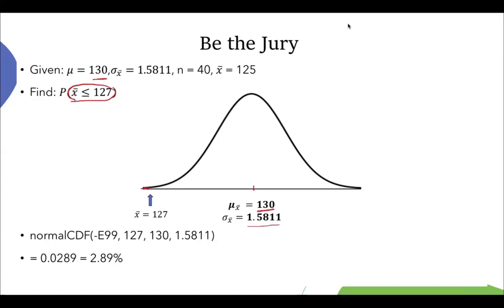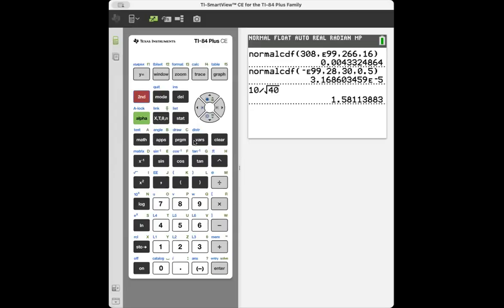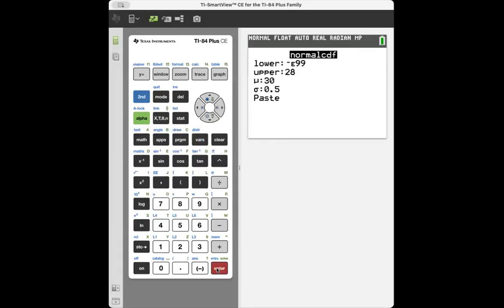I'm going to be plugging into the calculator a lower bound of negative E99, an upper bound of 127, a mean of 130, and the standard error. And we're going to get an answer, 0.0289 or 2.89%. I'll do it on the calculator to show you. Normal CDF, negative E99 to 127, 130, and 1.5811.